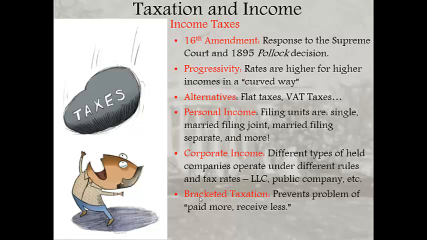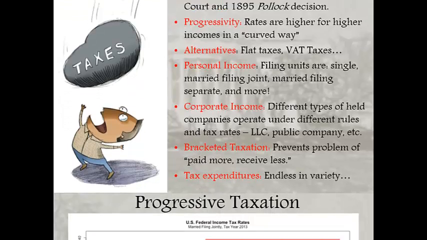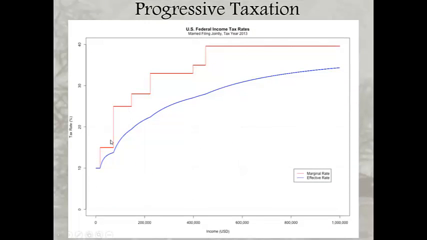However, it's not a straight curve. American taxation is progressive and bracketed. To understand what bracketed means, I'll show you a graph here. What happens is if I'm making a certain amount of money, let's say from $0 to $10,000, I pay about 15% of that money. The next step is here at about $75,000.